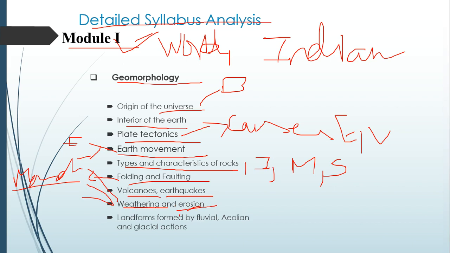deposition of that rock after weathering in any particular area, that is a part of this weathering and erosion. Then the landforms formed by erosion, weathering, aeolian, that is air, fluvial is water, and glacier actions, the landforms formed because of these, that we discuss.